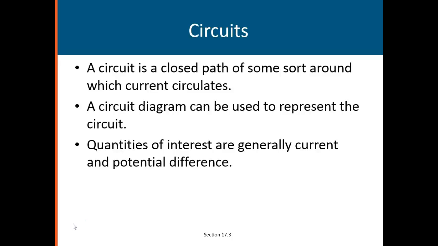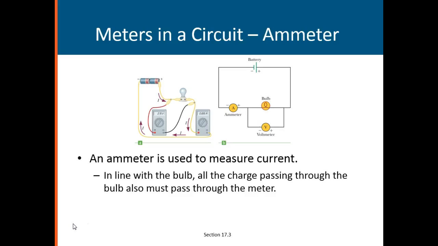All right, so 17.3. A circuit, like the word implies, is a closed path of some sort around which the current circulates. A circuit diagram can be used to represent a circuit. Quantities of interest are generally the current and the potential difference. We'll hit more quantities of interest later, but for right now, current and potential difference.